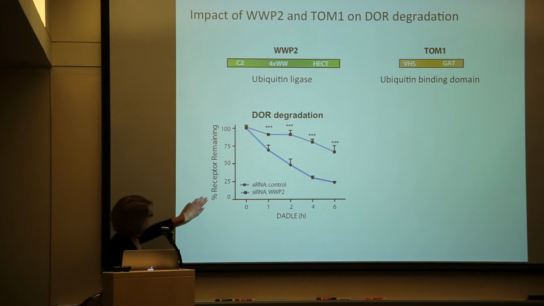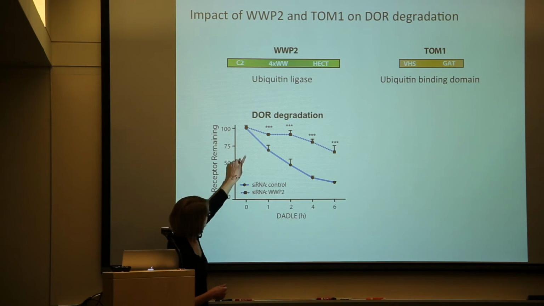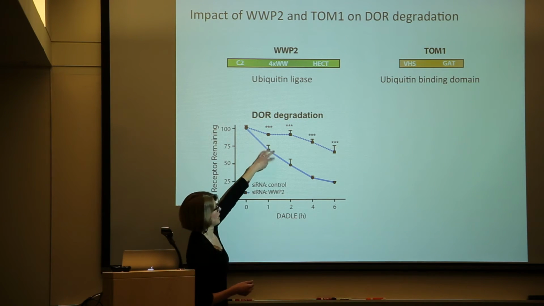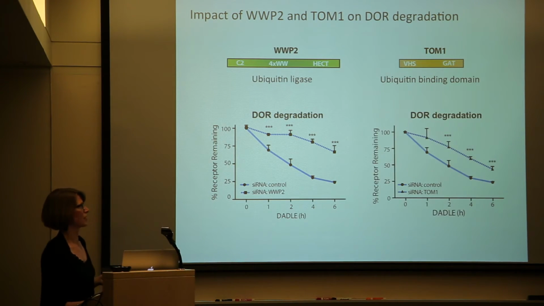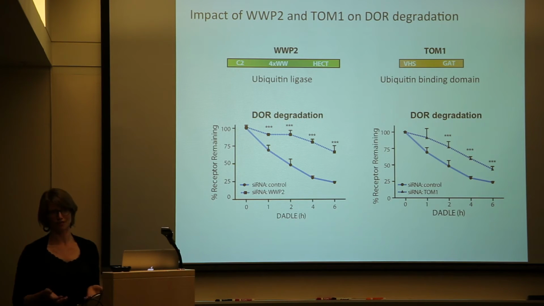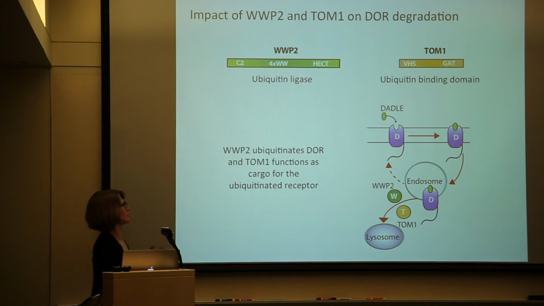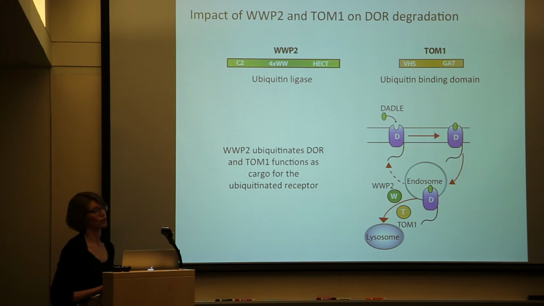degradation. So here you see the solid line represents the normal degradation of the receptor, while the dotted line represents the degradation of the receptor under WWP2 knockout. And we see there's a significant slowdown of degradation when we knock out WWP2. And a very similar profile we can see when we knock out TOM1, which I think is really nice. So now the hypothesis is that WWP2 ubiquitinates DOR and TOM1 functions as a cargo for the ubiquitinated receptor.